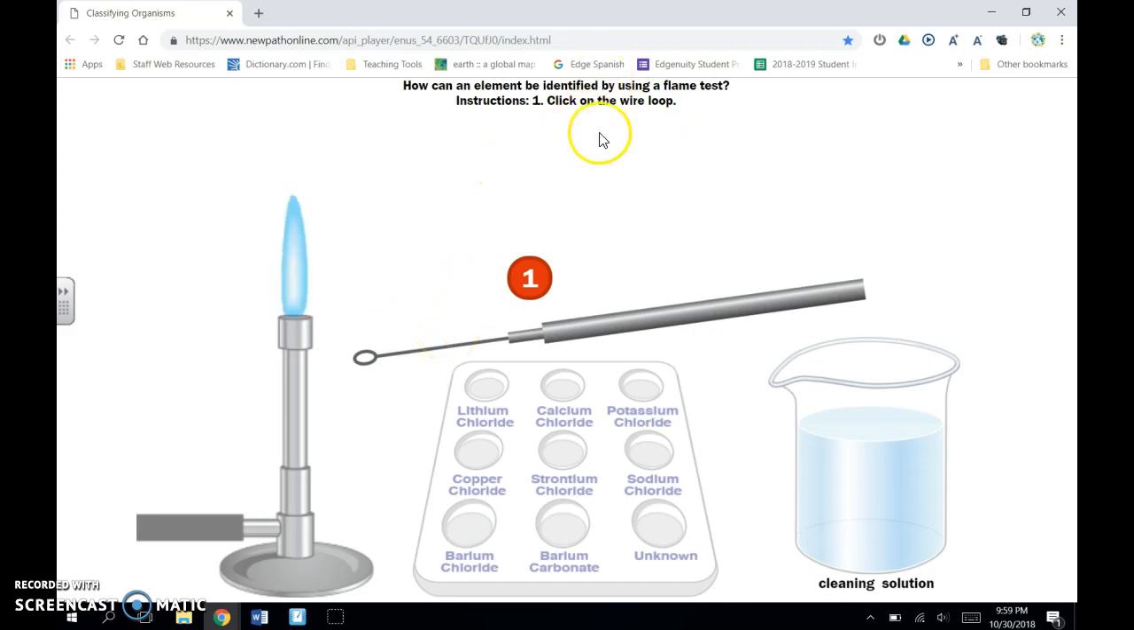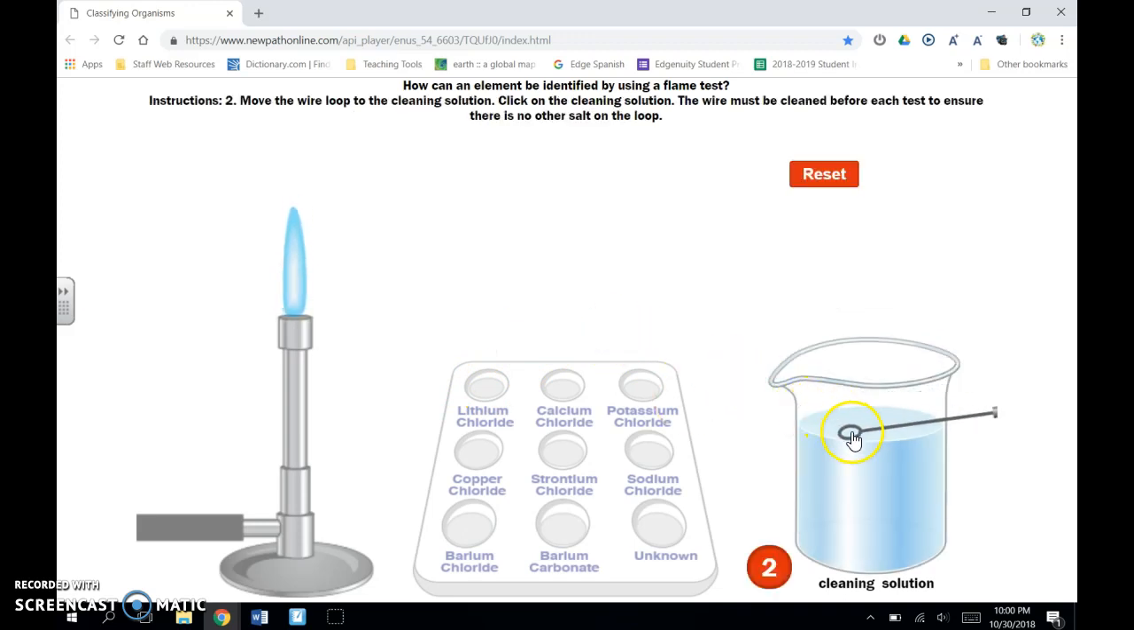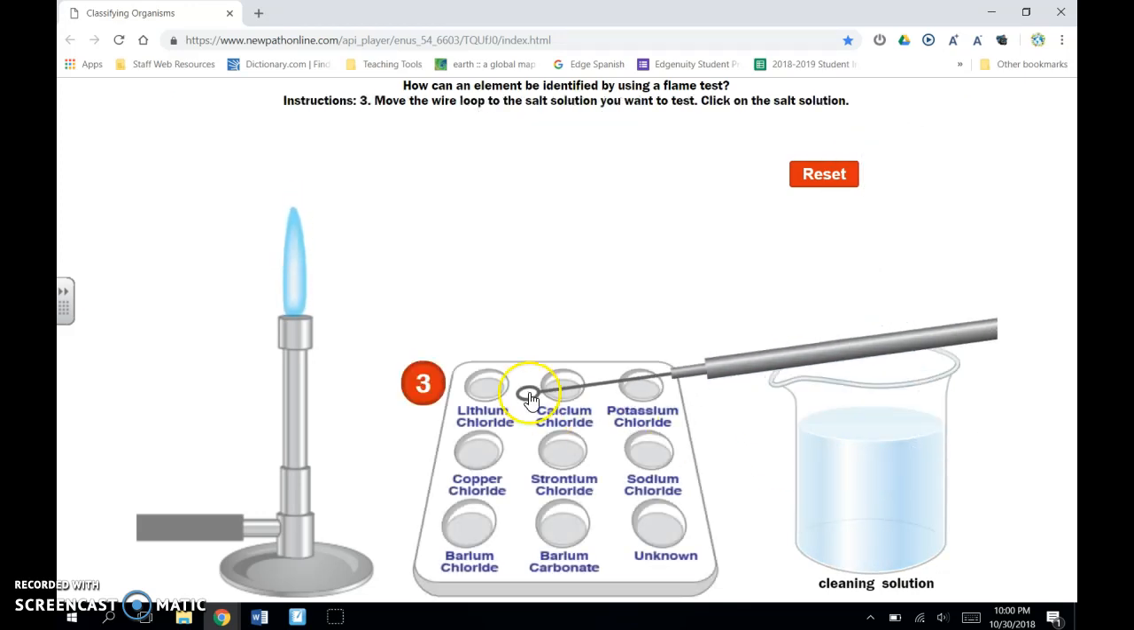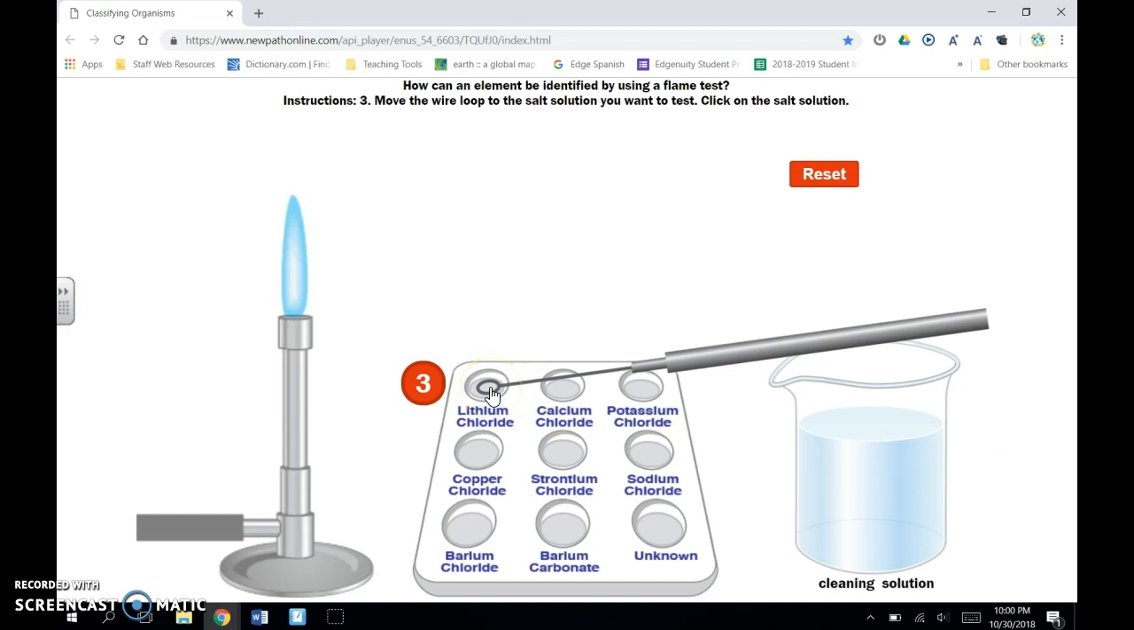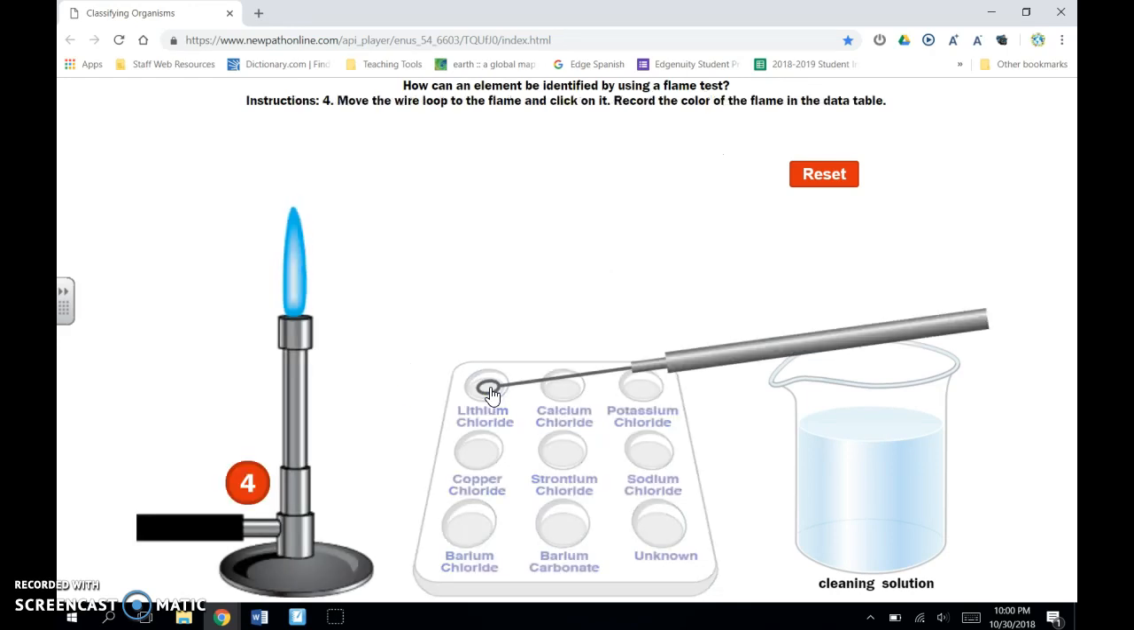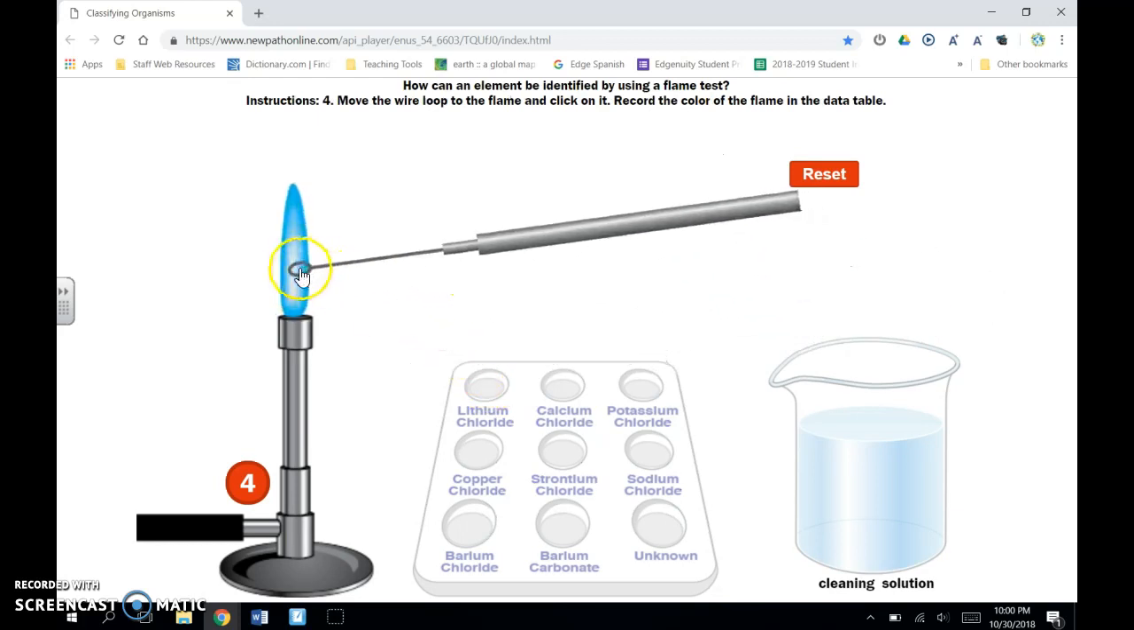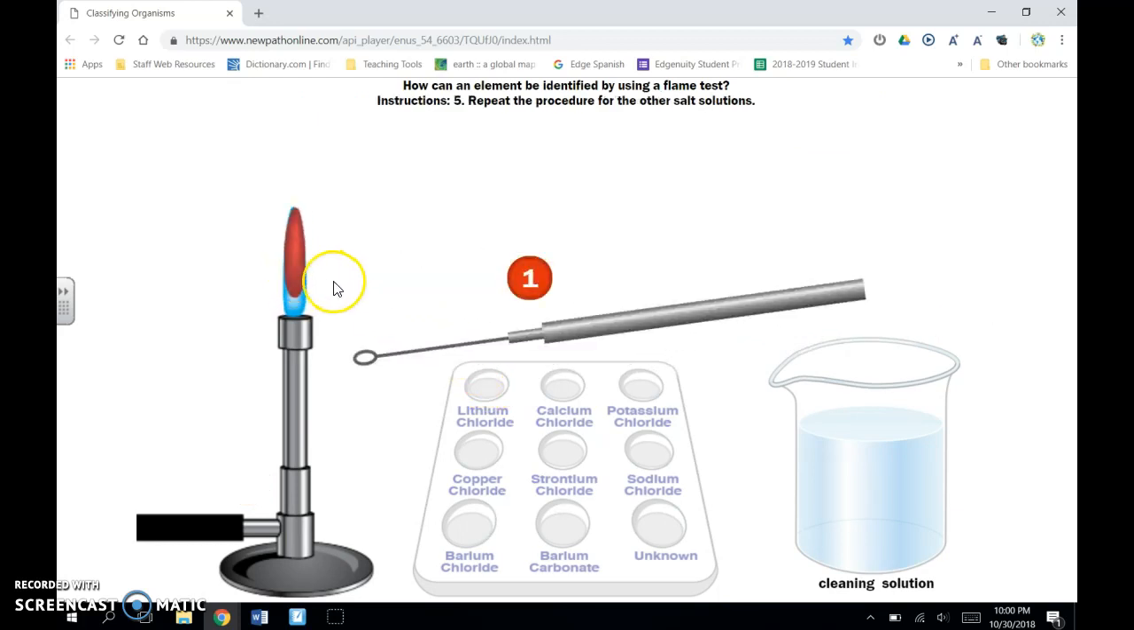It says click on the wire loop right there. So you're going to go ahead and click on the end here, and you're going to wash it off first. Or there we go. Sorry, not the end, the middle. And stick it into the water, and it cleans it for you. Okay. Once it's cleaned, then you can go ahead and put it into your different baths with your different metal ions. Because what you're going to be looking at is how do metals, such as lithium, respond to flame. And you can see that lithium has a bright red flame. So it burns bright red.